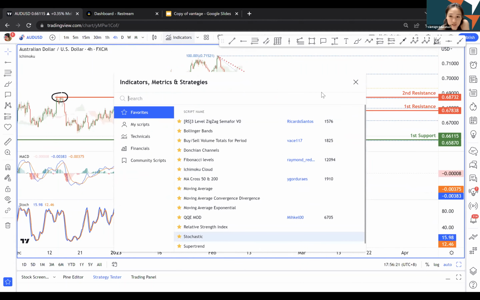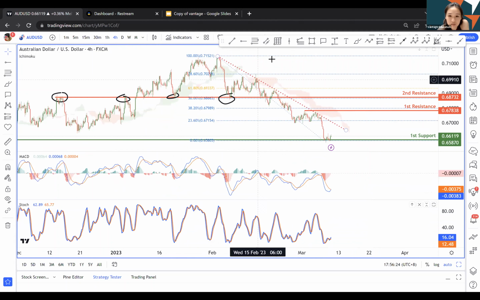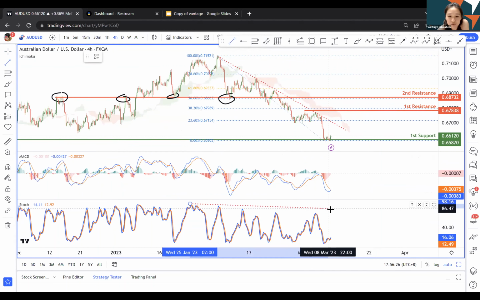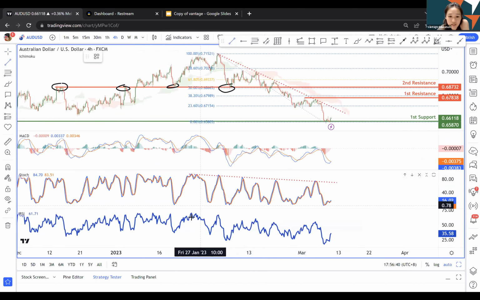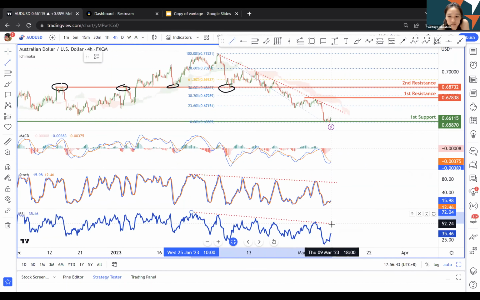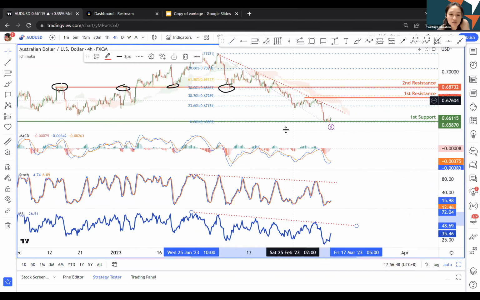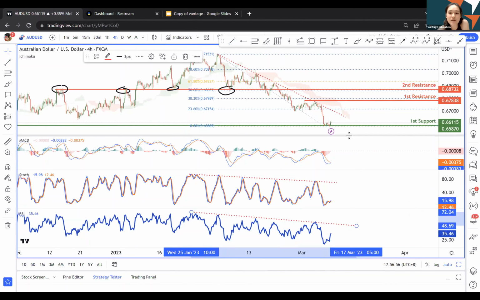So now let's take a look at stochastic. You can see price is moving in a descending trend line on our stochastic. So it also gives us a bearish signal. Okay, so one more, let's do RSI. RSI is also giving us a bearish signal with prices moving in a descending trend line. So now that we have all 4 indicators that support our analysis, you are more sure that prices are going to continue to drop.